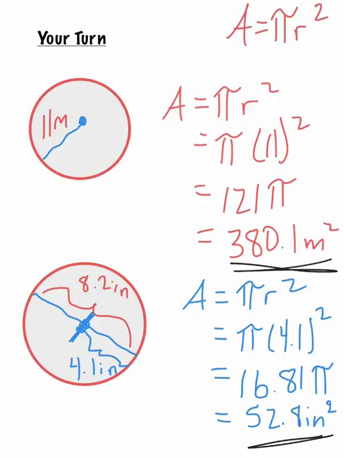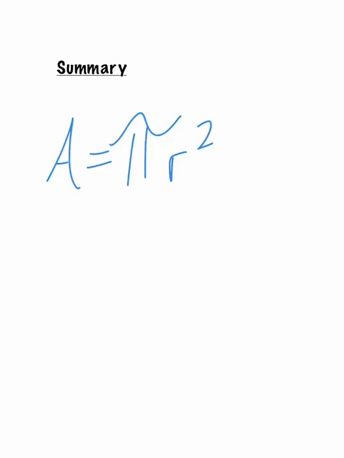Please, please, please double check your work. Make sure that you did this correctly. In summary, the main points, which you all probably should have caught on to: the area of a circle, to find that, is pi times the radius squared. If they give you the diameter, you have to cut that in half to get the radius. The radius squared is not the same as the diameter. So, area equals pi times radius squared.